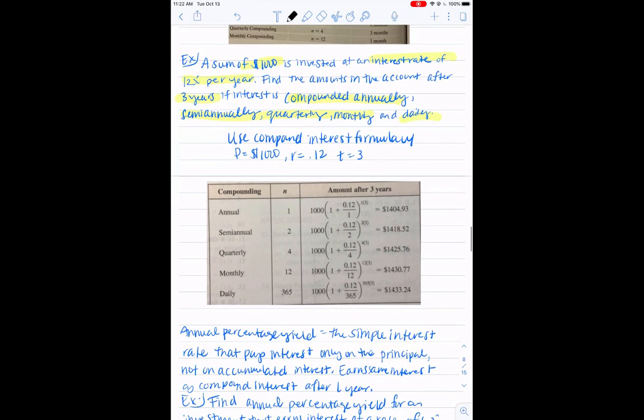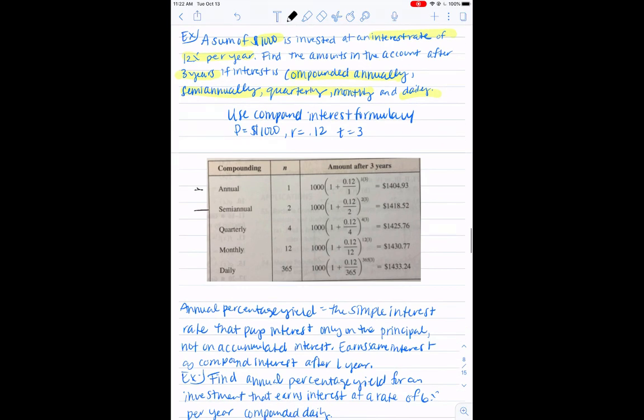So here we have our chart. For annual, the n is going to be 1. So we plug everything into our formula and we solve and we get 1,404.93. Semi-annual, our n is going to be 2. And we have 1,000 times (1 plus 0.12 over 2) to the 2 times 3. And that's 1,418.52. Quarterly, our n is 4, monthly, n is 12, and daily, our n is 365. And so these are our values after 3 years.